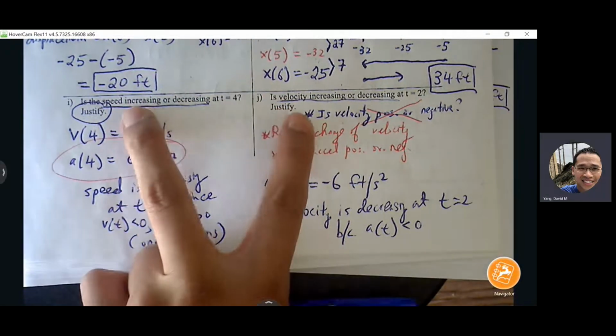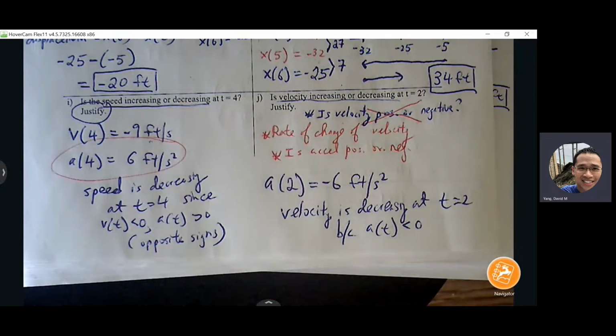And then look at I and J, okay? Look how similar they're worded. That slight difference in wording changes the way we approach the problem, right? So pay attention to that as well. Okay, any questions?